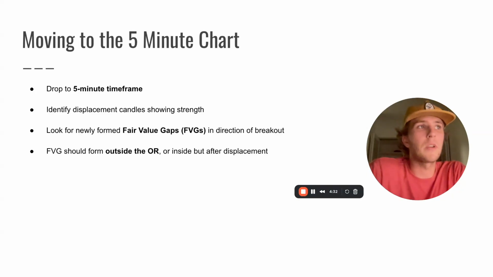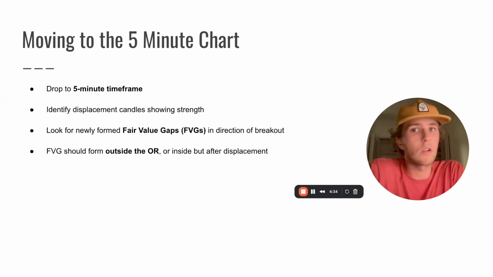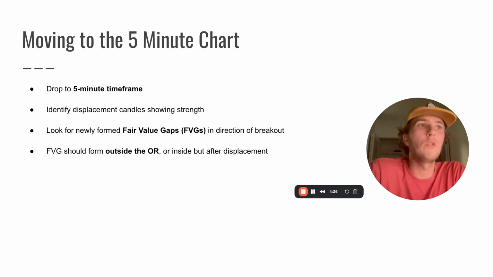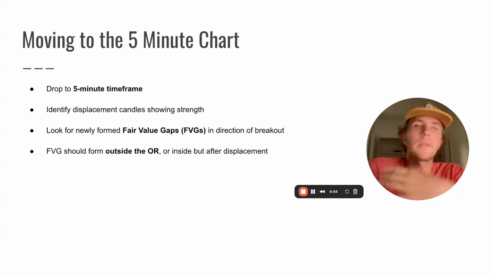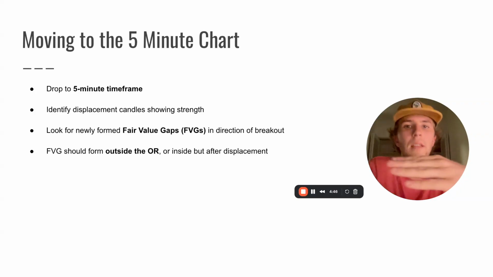I identify displacement candles that show strength, either bearish or bullish. I look for a newly formed fair value gap in the direction of the breakout. This is optional. Most people, when they're trading opening range breakouts, do not use fair value gaps. I personally do. I find more success with them. If you don't know what a fair value gap is, leave a comment below and I can teach you what those are as well.